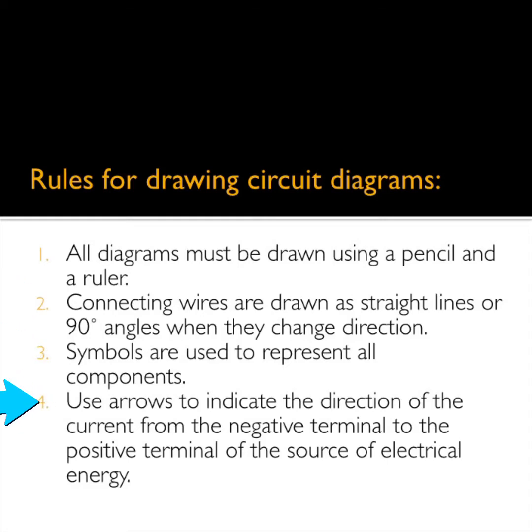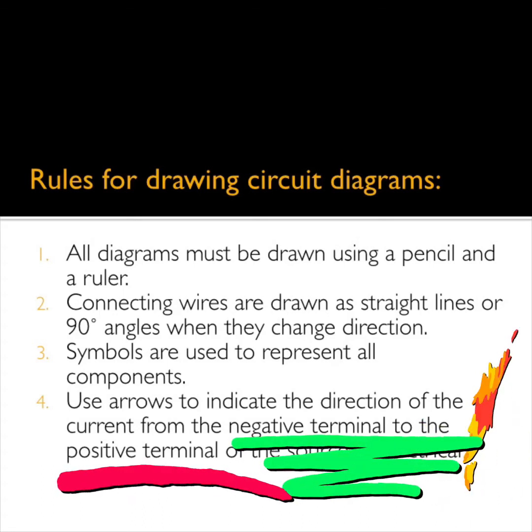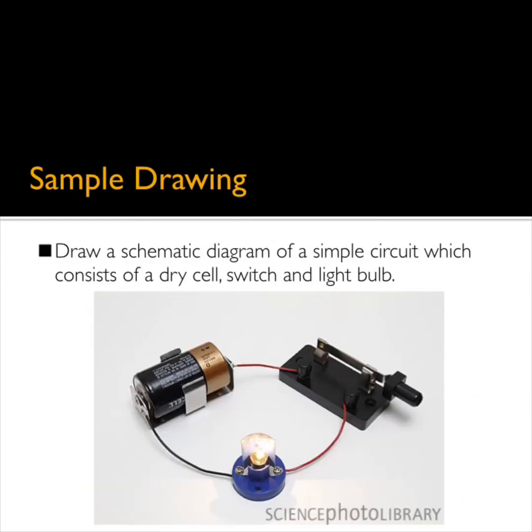Use arrows to indicate the direction of the current from the negative terminal to the positive terminal of the source of electrical energy. This is different from Khan Academy. We will always indicate the direction of the current from the negative terminal to the positive terminal. The electrons will leave the negative terminal, an area of high electrons, to an area of low electrons, the positive terminal. So let's practice drawing a schematic diagram.